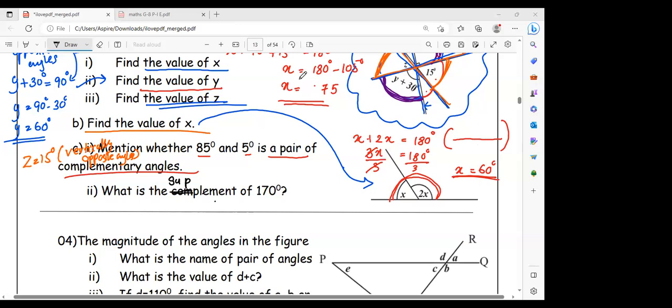Because when you are asked to find the supplement of a given angle, what you have to do? You have to subtract the value of the given angle from 180.